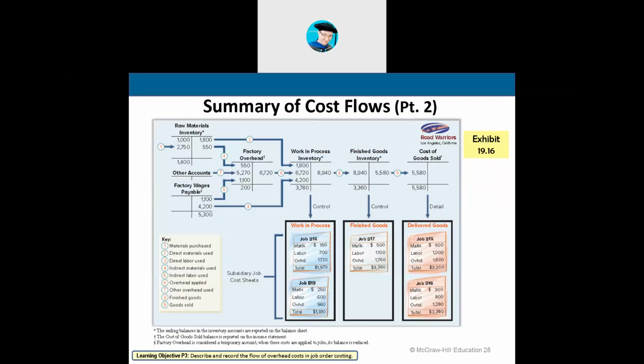Two shows the materials used or requisitioned. Flows into the work in process inventory. The work in process inventory shows, and then we add in our materials and overhead, etc. We do this for each job. And then it flows forward. It's just a nice flow chart, if you will.